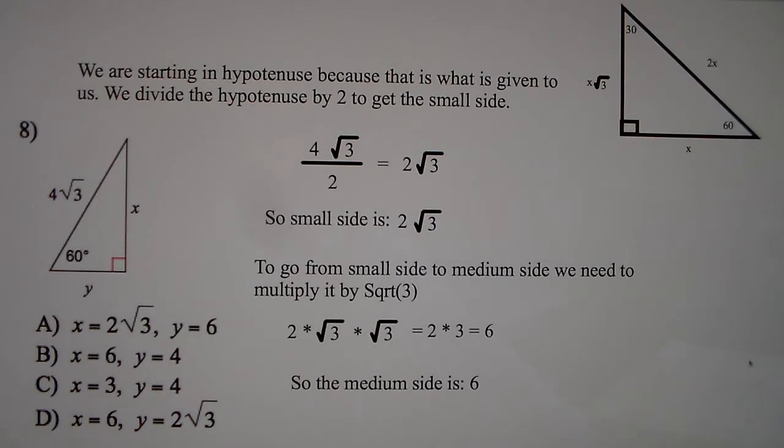Alright, let's try another problem here. In this problem, we're given a hypotenuse, and we got to find the medium side and the small side. So to go from the hypotenuse down to the small, we have to divide by 2. So 4 radical 3 divided by 2 gets you 2 radical 3. So that's our small side. Now to go from the small side to the medium side, we do 2 radical 3 times radical 3. Well, radical 3 times radical 3 is just 3. 2 times 3 is 6. So the medium side is 6. That's how we do problem number 8.